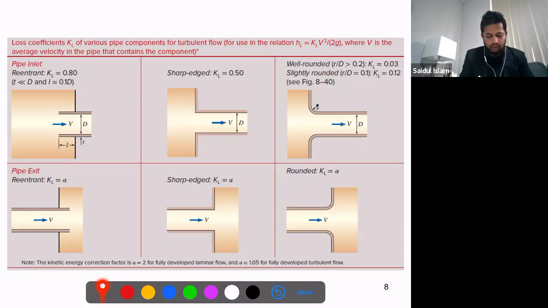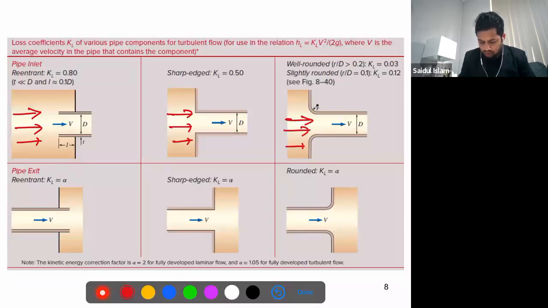When this is the inlet, the flow is going this way. So these are all inlets. In this case, for this pipe inlet, we said the loss coefficient is 0.8 when it is a sharp-edged face, which is what I was talking about earlier. If it is like this, then it is 0.5.